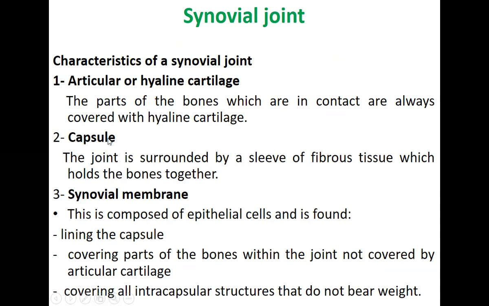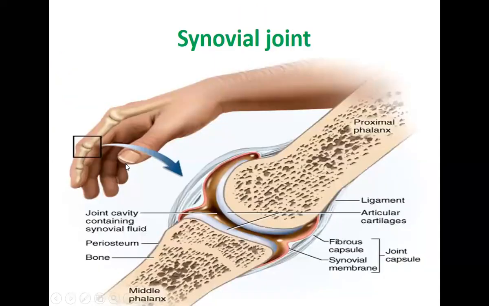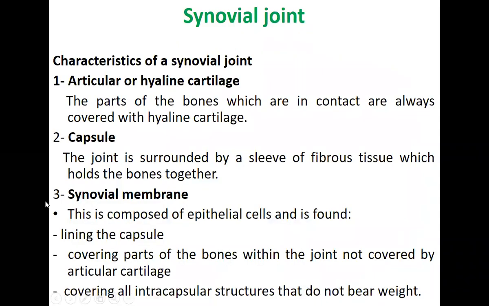The second is the capsule. The joint is surrounded by a sleeve of fibrous tissue which holds the bones together. Secondly, there is a fibrous capsule. Always there will be a fibrous capsule outside, which holds the two bones together. If not, the bones will move away. So first there will be hyaline cartilage, then there will be the capsule.